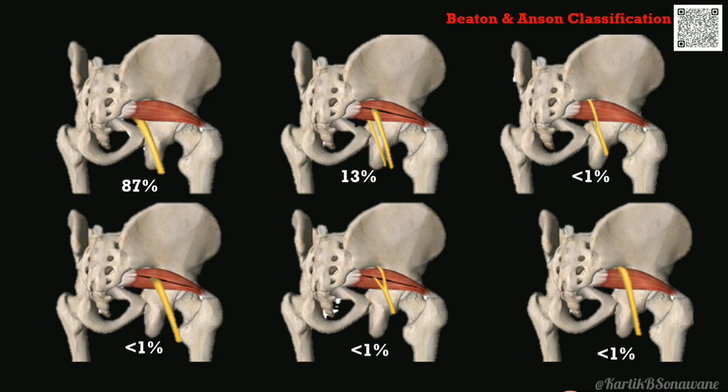Anatomical variations in relation of the sciatic nerve to the piriformis are well described. Sometimes one of its components, either tibial nerve or common peroneal nerve, may pass above it or even below it. However, the most common configuration as per Beaton and Anson classification is where both the components lie below the piriformis.